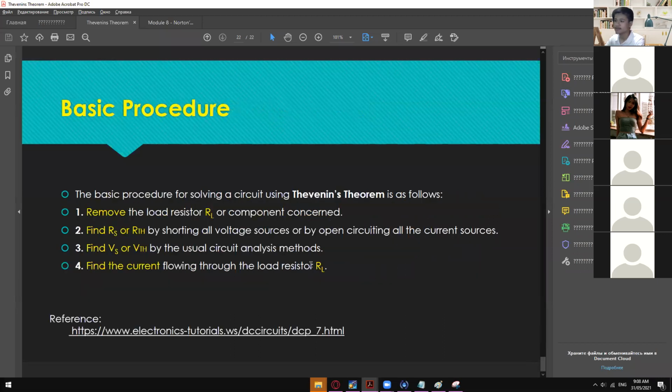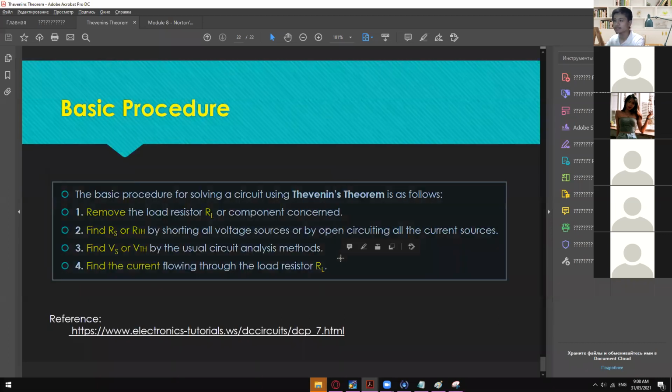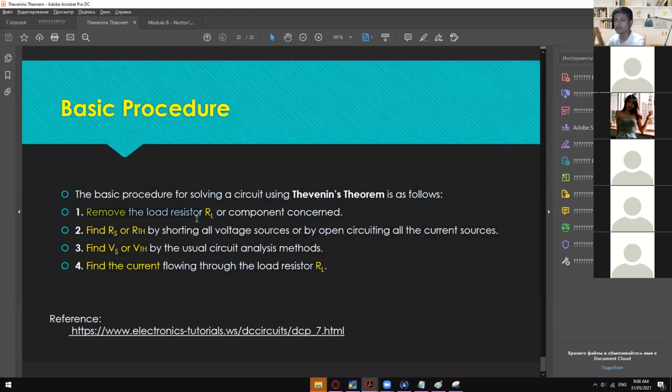All right, and then again the summary for the steps. So again, the first step is removing the RL, and then you can now find the RTH or the VTH. Then you can now transform that one into Thevenin's equivalent circuit, and then you can find the current that is flowing through the load resistance.